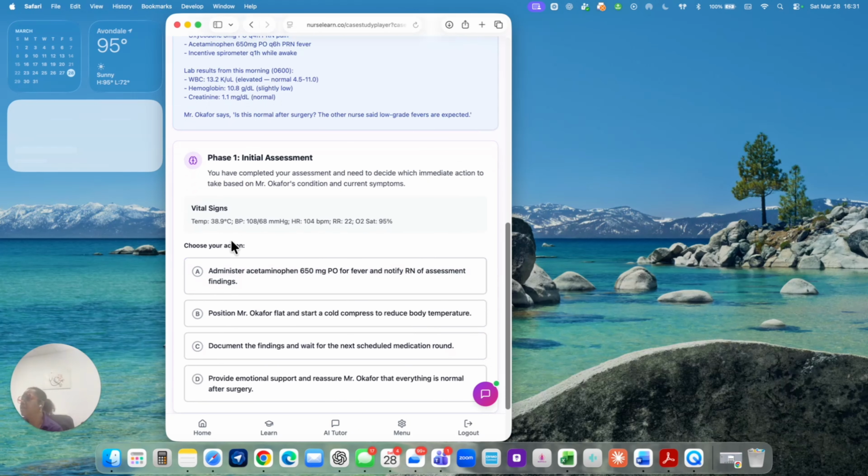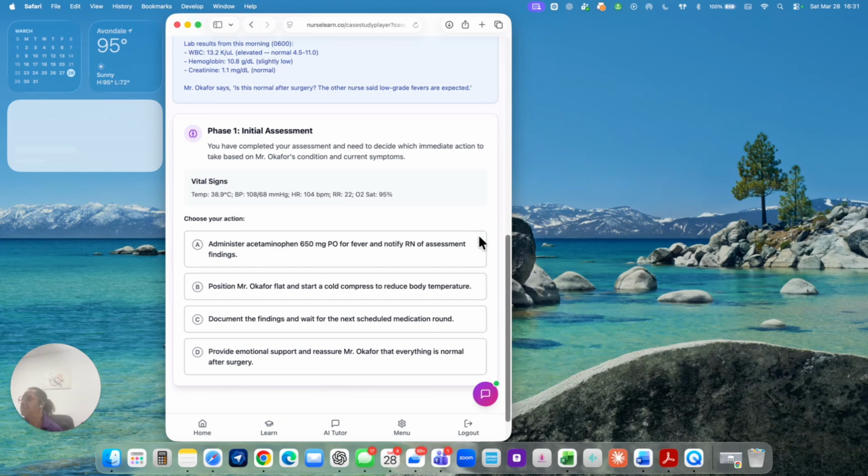The vitals: 38.9, blood pressure 108 over 68, heart rate 104, respirations 22, oxygen 95%. So what do you think you need to do immediately? Do you administer the Tylenol and notify the RN of your findings? Position him flat and start a cold compress to reduce the body temperature? Document the findings and wait for the next scheduled medication round? Provide emotional support and reassure Mr. Okafor that everything is normal after surgery? I'm going to go with this one.